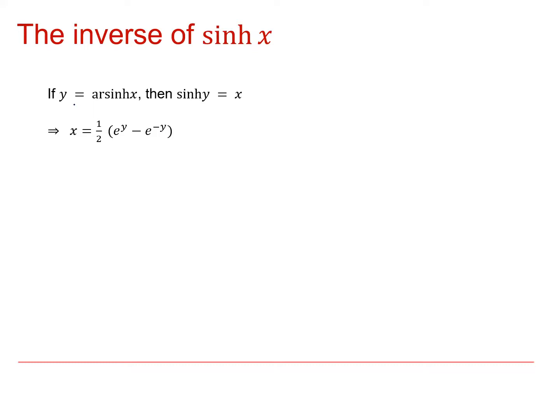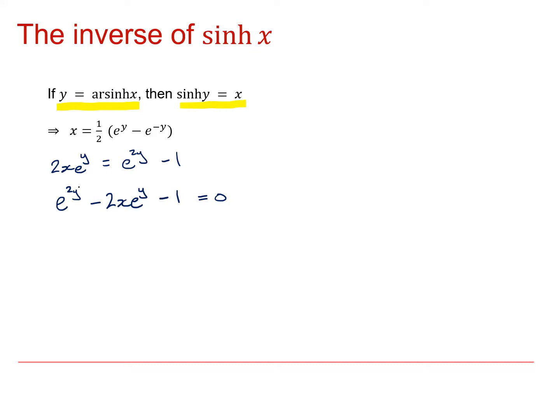We've got here y is equal to arcsin x, and that means I can write sin y equals x. So working from the definition for sin y, I get that x is equal to this thing, and the plan now is to get e to the y in terms of x. To do that, I'm going to multiply through by 2e to the y, so I'll get 2x e to the y is equal to e to the 2y minus 1. And rearranging, I'll get e to the 2y minus 2x e to the y minus 1 equals 0.